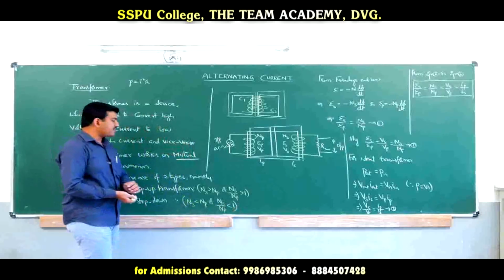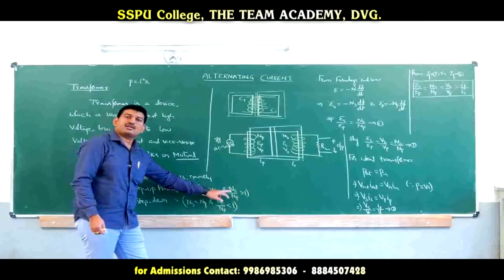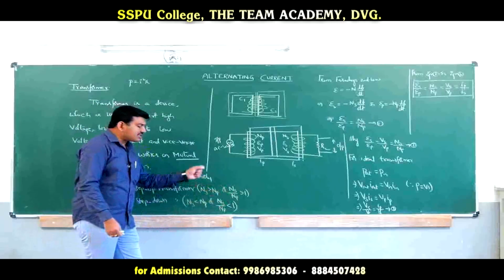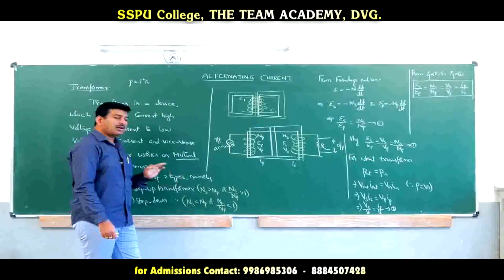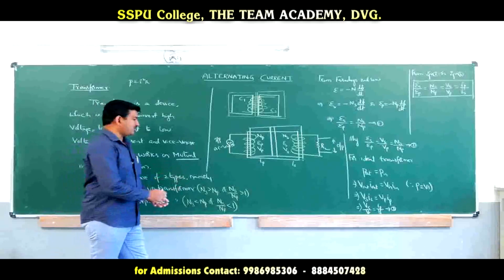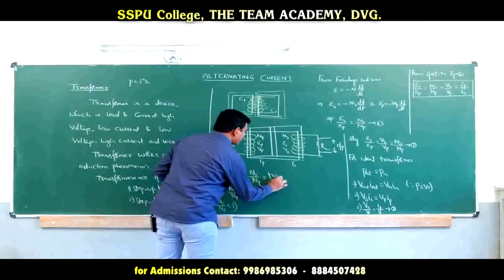So what does this Ns by Np refer to? The ratio of the number of turns in the secondary to the number of turns in the primary. This ratio is called the transformer ratio. Ns by Np is called what? Transformer ratio.